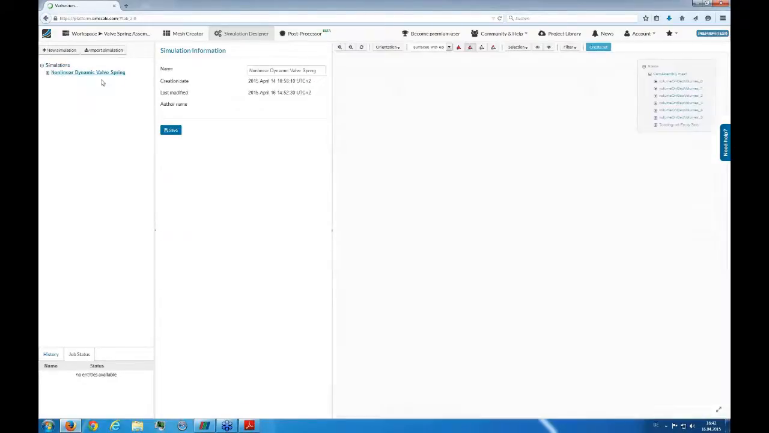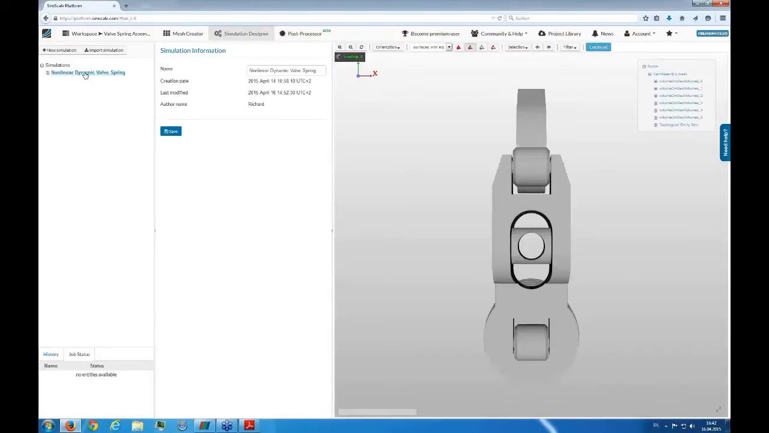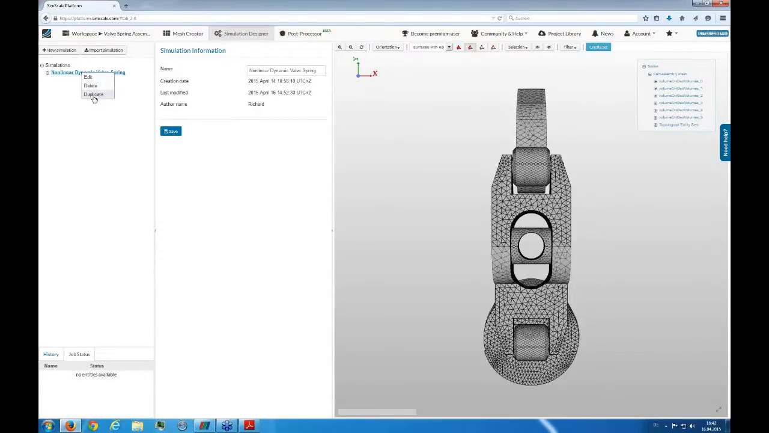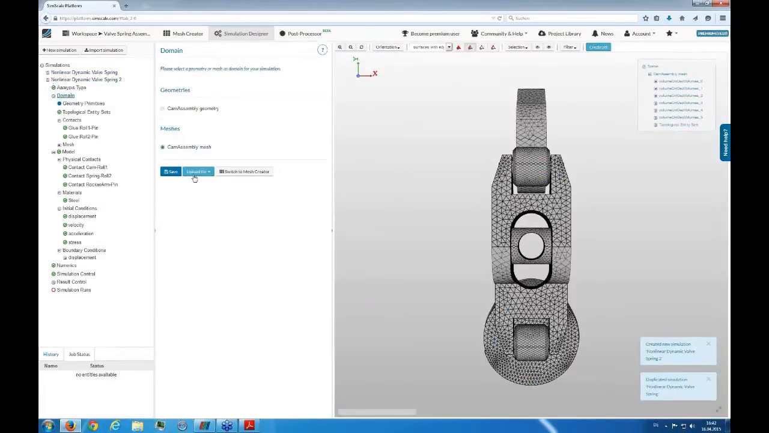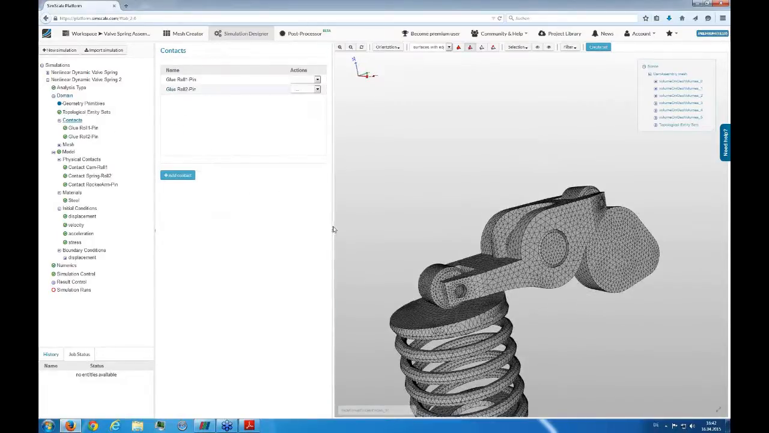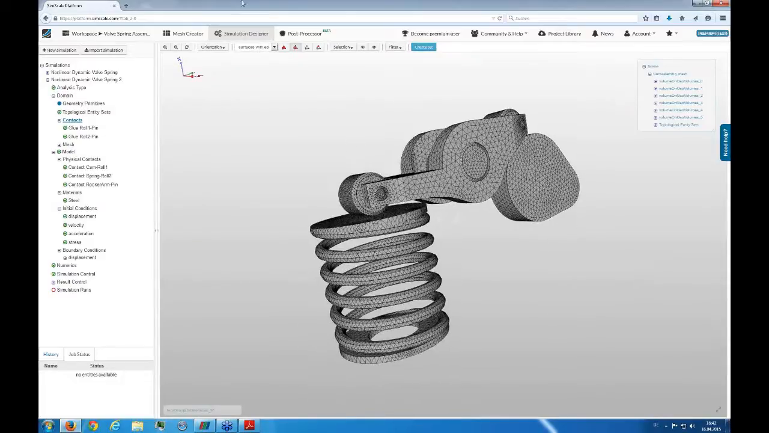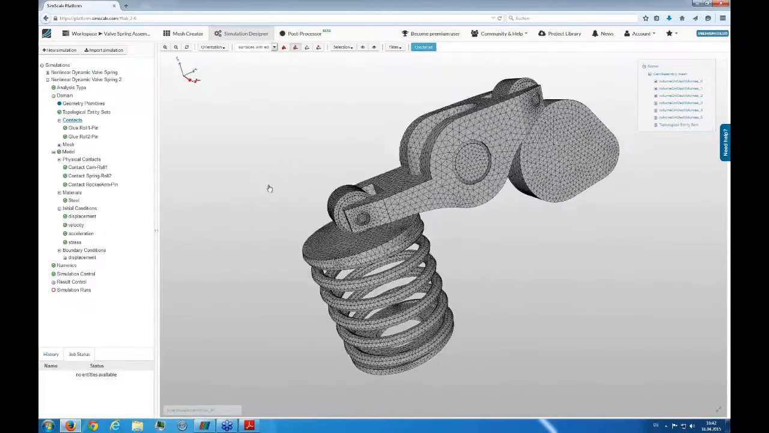So what we do now, I already have a pre-set up simulation, and what I do is just use a feature on the platform. I duplicate the simulation, and now I will go through it again and set it up again. So, okay. First of all, looking at the geometry, what we have here is an assembly of different parts.